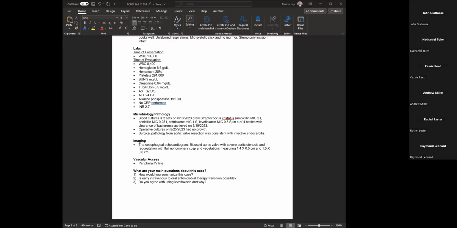Anybody in the audience? Sorry. Let me just summarize. So I would summarize him as native bicuspid aortic valve endocarditis with strep, status post valve replacement with a penicillin MIC in the intermediate range. Great. So is early intravenous to oral antimicrobial therapy transition a possibility in this patient? How would anybody that's participating treat him?